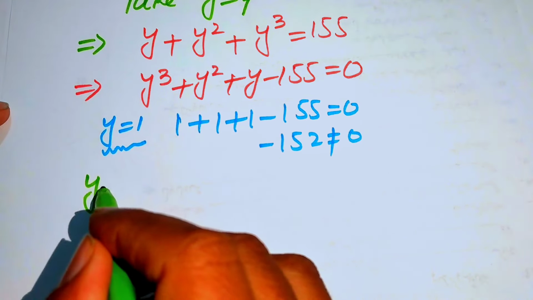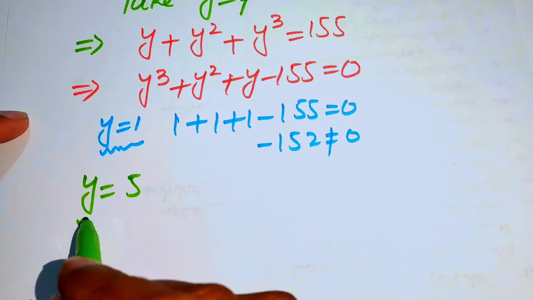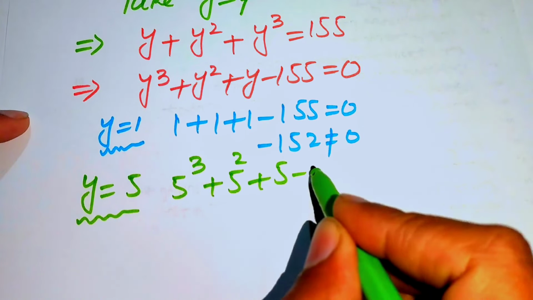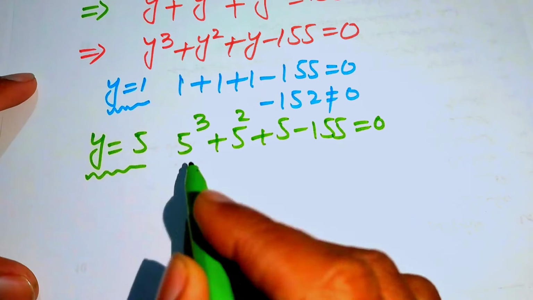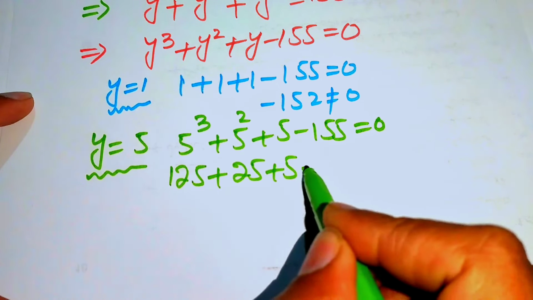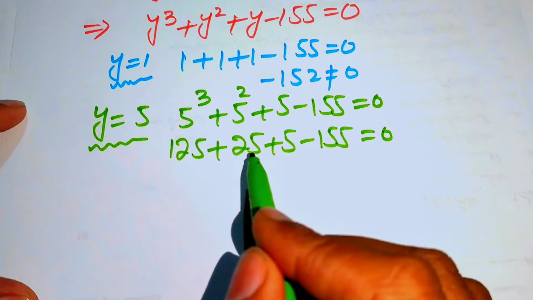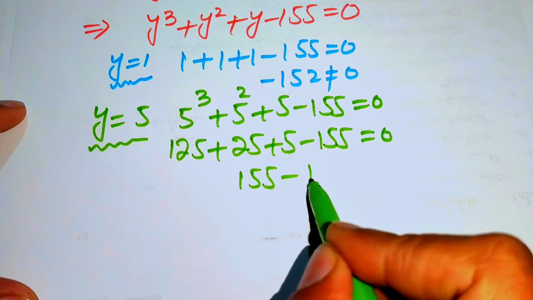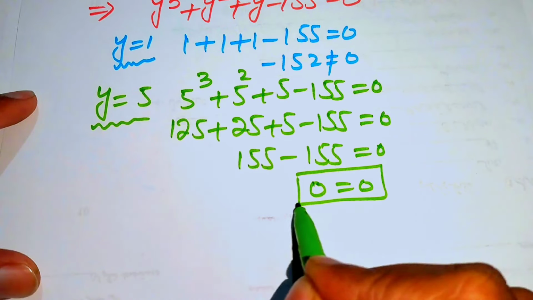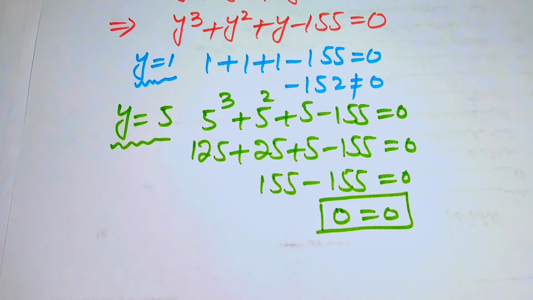When we put y equals 5, y equals 5 satisfies this equation, and we check it here: 5 cubed plus 5 squared plus 5 minus 155 equals 0. This equals 125 plus 25 plus 5 minus 155 equals 0. Now we sum up, and you get 155 minus 155 equals 0, so 0 equals 0. This shows that y equals 5 satisfies this equation, and now we can use synthetic division.